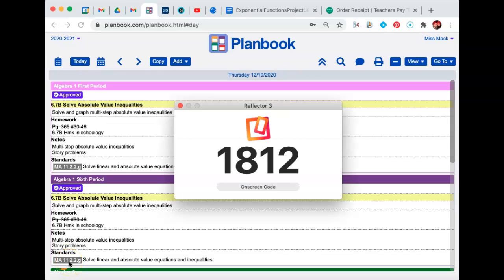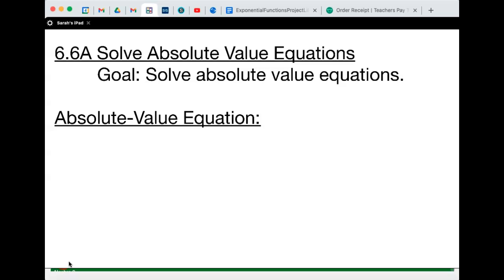Okay. So absolute value. Okay. So moving away from inequalities for like I think 2 days, and then we're gonna come back to them.